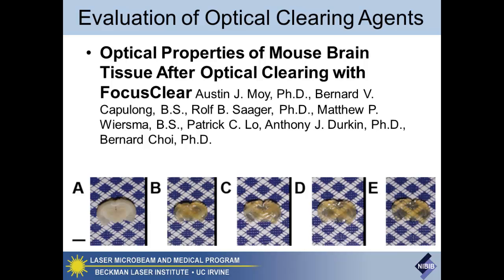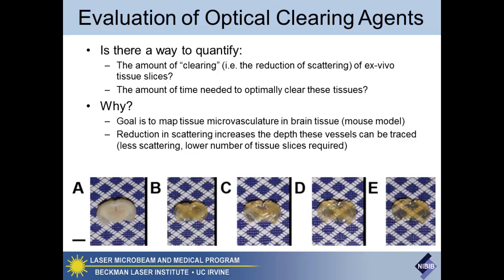So the first project, again, this is a manuscript in preparation, was looking at slices of mouse brain, using optical properties, or looking at the changes in scattering in these sample slices. The scientific question being asked was how to quantify the amount of clearing in these tissue slices and the amount of time these agents would take in order to clear these tissues.